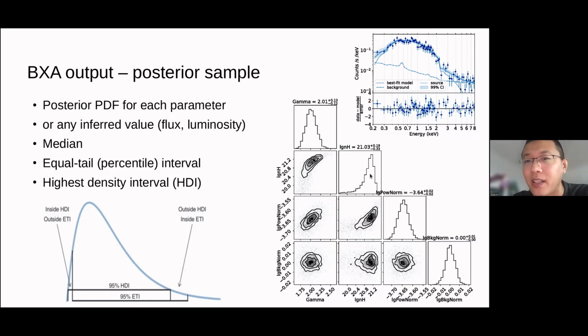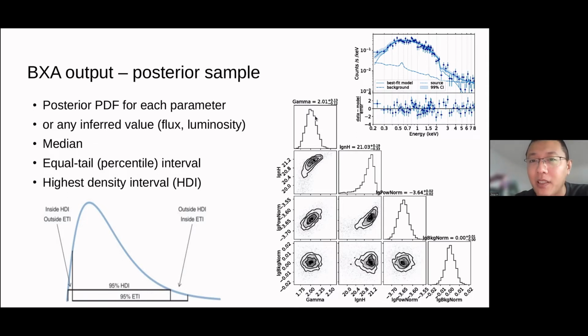We can get the posterior probability distribution function for each of these parameters. And actually, we can also see the degeneracy between these parameters, for example, between column density and power law slope. In addition to the PDF of each parameter, we can also plot the PDF for any inferred value, like flux or luminosity predicted by the model.